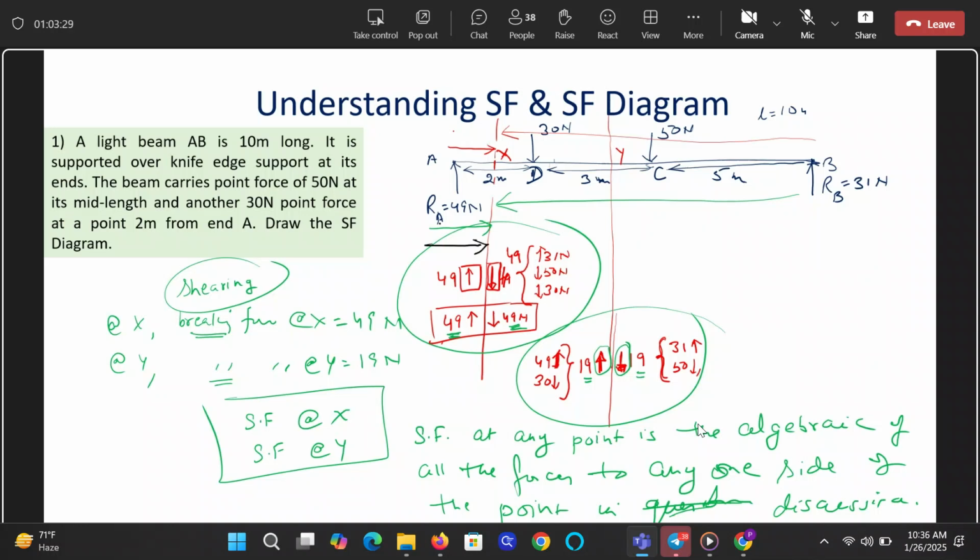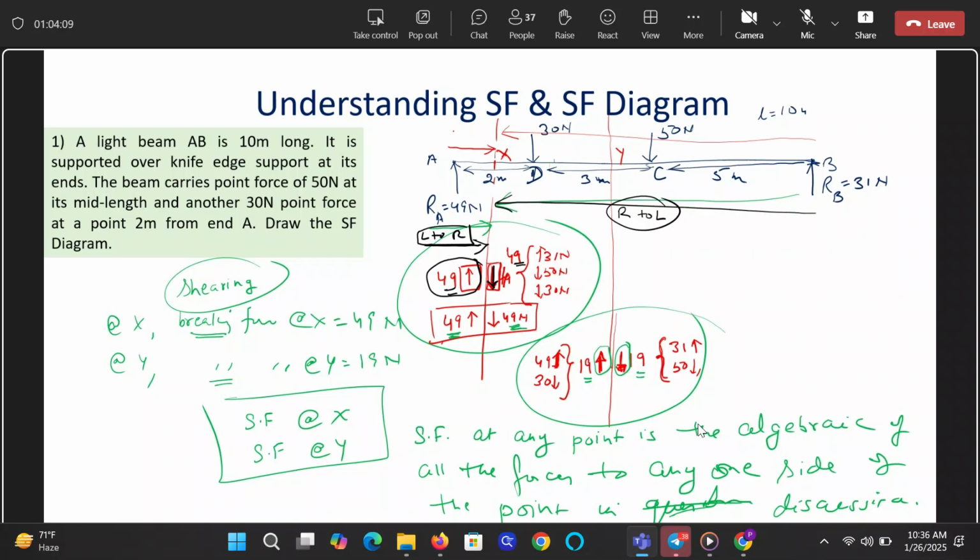That means you may reach point X and I say left to right. Those who go from left to right will give me an answer of 49 newtons upwards. And those who reach X from right to left, I'll call right to left, will also give me 49 newtons, but they will tell me, sir, it is downwards. So where both sides are giving me numerically the same value, there will be a discrepancy in the sign. One will say upwards, the other will say downwards.